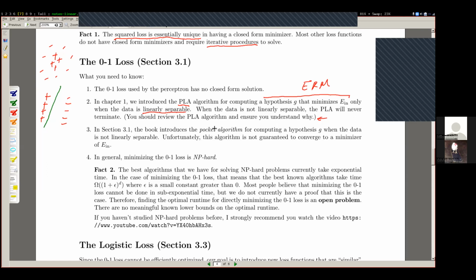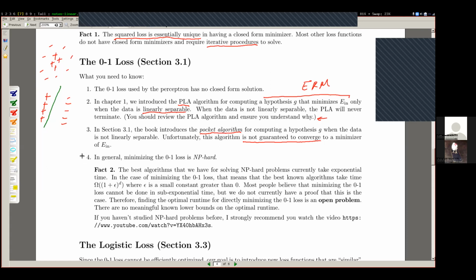So number 3, the book introduces the pocket algorithm. Again, something you don't need to know in detail, but you need to know this fact right here, that this algorithm is not guaranteed to converge to a minimizer of E sub n. No matter how much time you allow it to run, you can allow it to run infinitely until the end of the universe, and it is still not guaranteed to find anything that approximately minimizes E sub n in any sense. There are just no bounds for it, essentially.